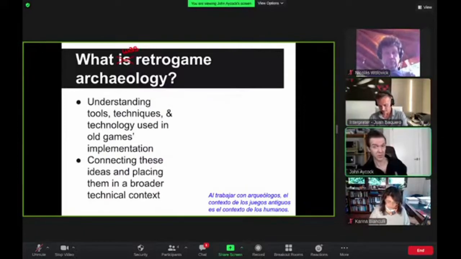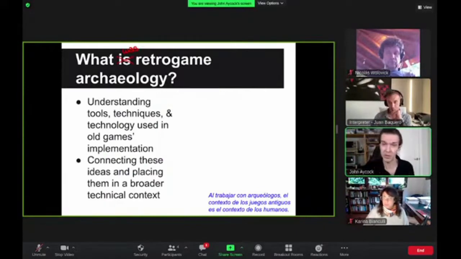And there is still modern relevance to this old technology, but with the benefit of working with archaeologists, I would say that the context that these games' implementation is placed into is much larger and much more important, and that is the context of humans.